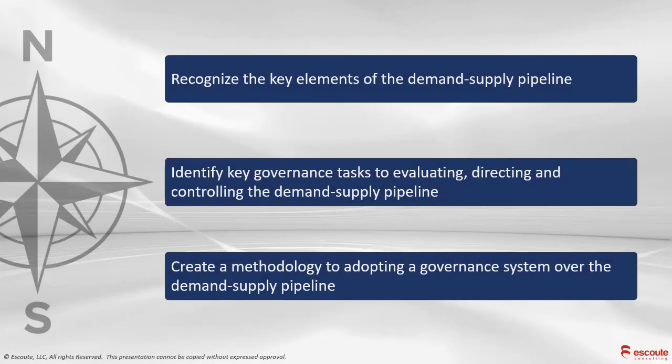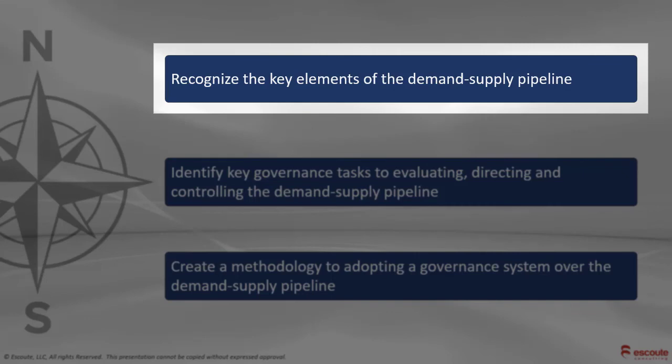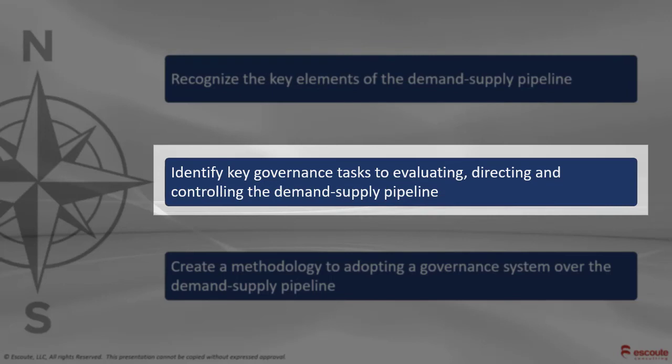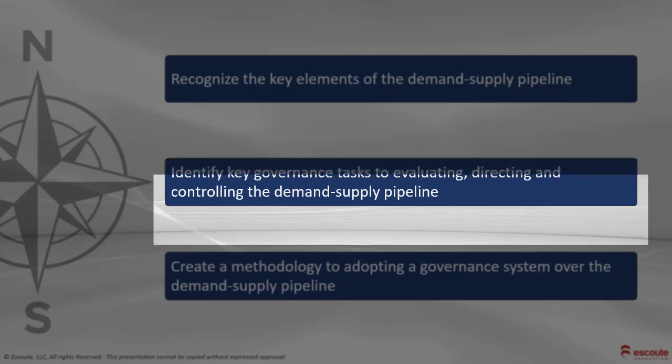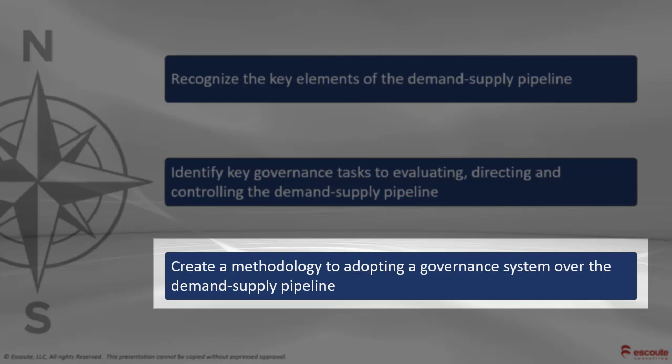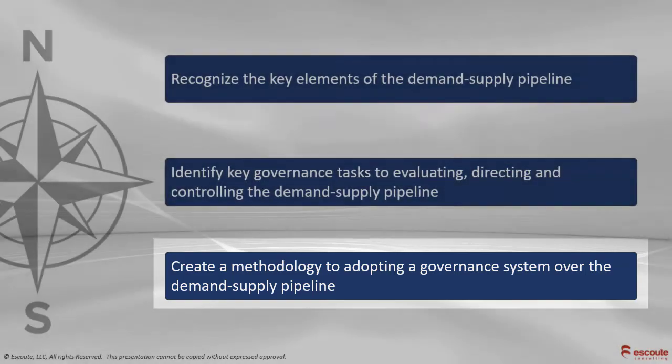So let's go back and make sure we covered our objectives. 1, we said we were going to recognize the key elements of the demand supply pipeline. We covered that. We said we have demand and supply, then we moved to execution and closure. But we wanted to really look at what those key governance tasks were to evaluating, directing, and controlling that demand supply pipeline. I gave you some of my best practices. I also referred you to a few other frameworks that might have some additional information for you. And then finally, we came up with our methodology to how we might put this system in place over time and using a continual improvement approach.